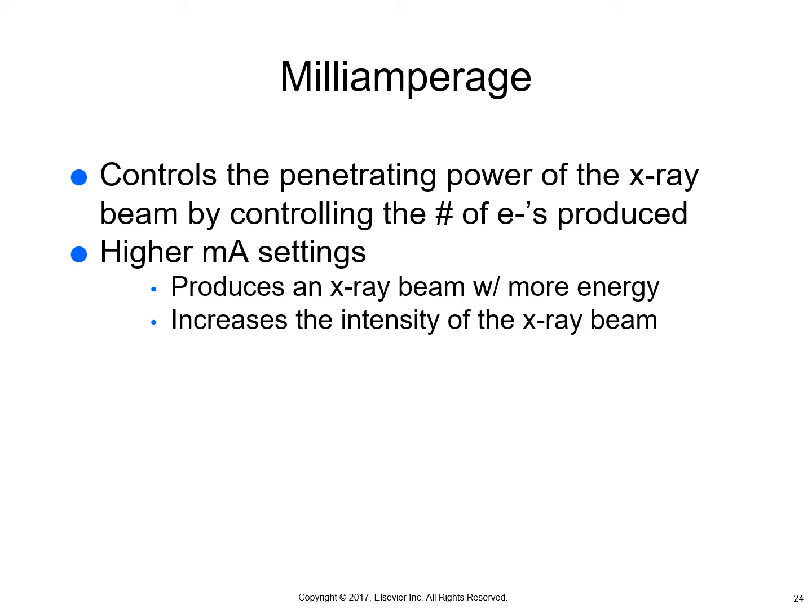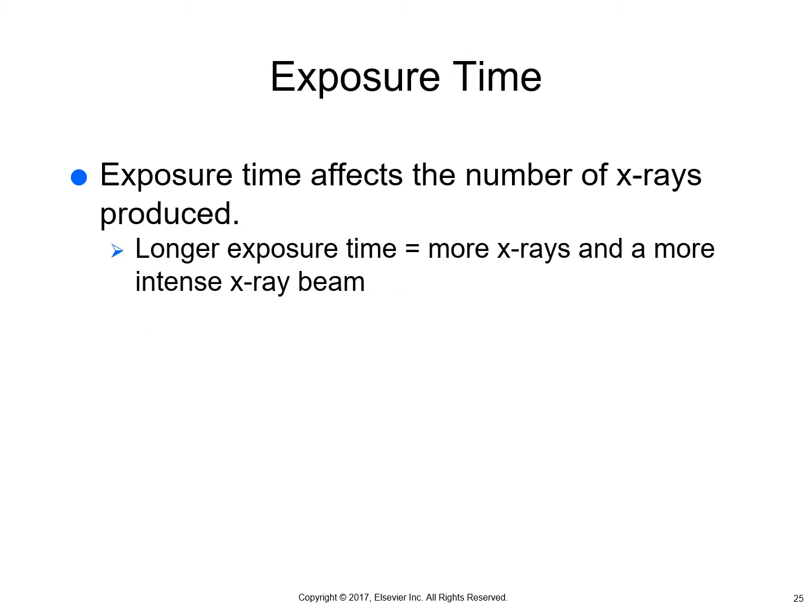mA controls the penetrating power of the X-ray beam by controlling the number of electrons produced. So higher mA settings are going to produce an X-ray beam with more energy. It increases the intensity of that X-ray beam. And time, again, is going to affect the number of X-rays produced. So longer exposure time, more X-rays, and again, a more intense X-ray beam.